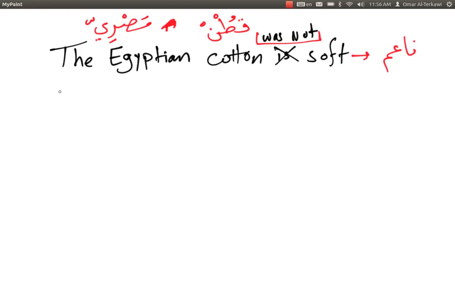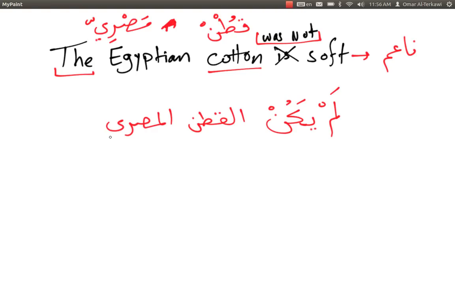Okay, so putting the sentence together, let's do it in one shot. "Was not": is it lam yakun or lam takun? It depends on the cotton. We said it's masculine, so it would be lam yakun. Next, we translate the rest of the sentence. The Egyptian cotton, which we are trying to describe, translates to qutn Masri, and then we have the, so we'll say لم يكن القطن المصري. What's the information that we want to add? ناعم.